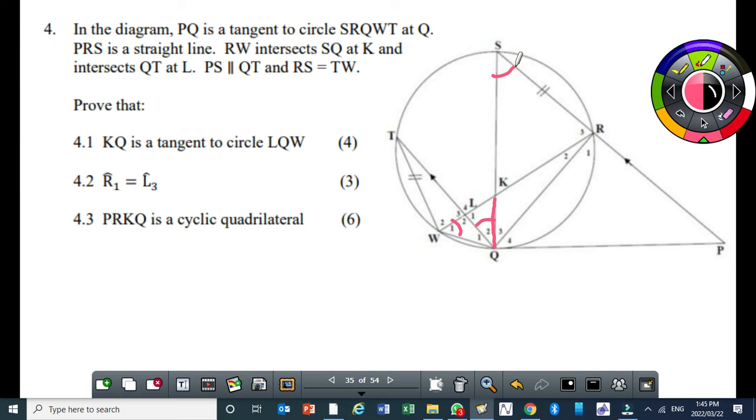There was no center given. Therefore, we can't use any one of the center theorems. Then you must also check if there's a diameter. Here, we are not told that there's a diameter. So, SQ is not a diameter.